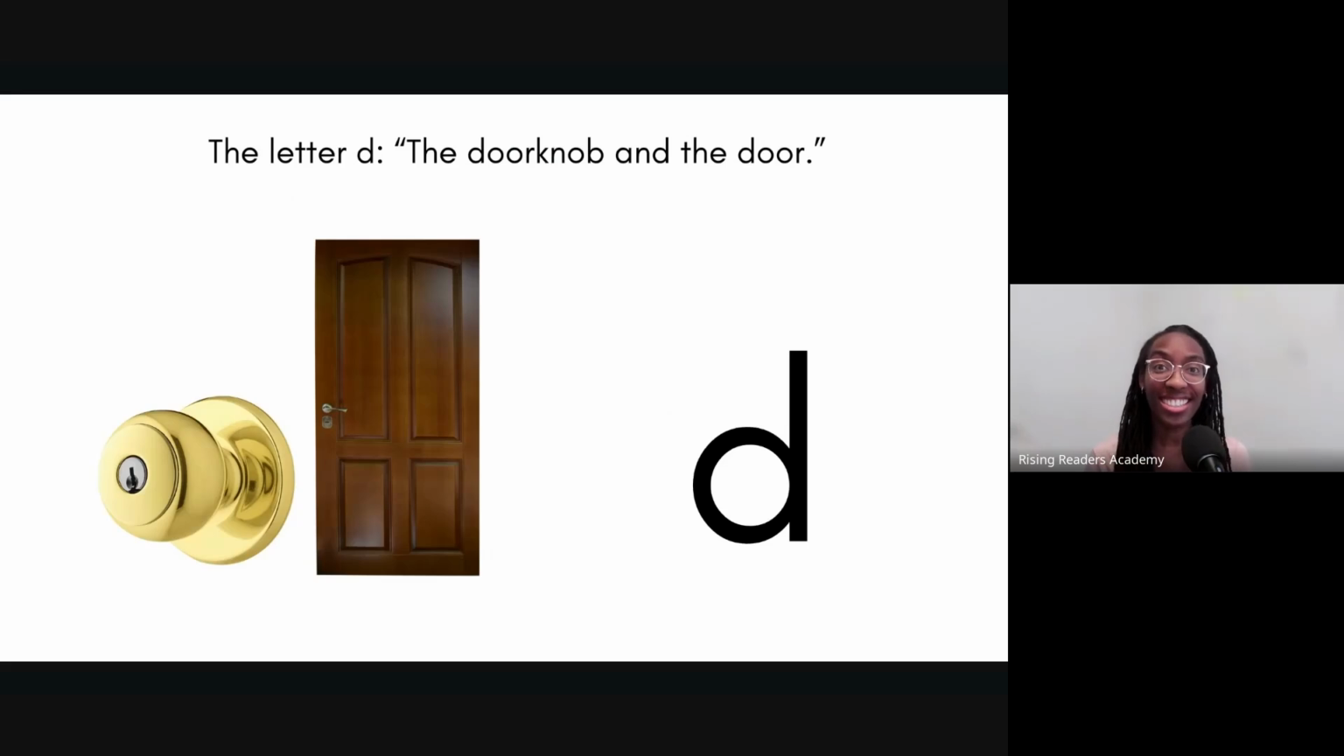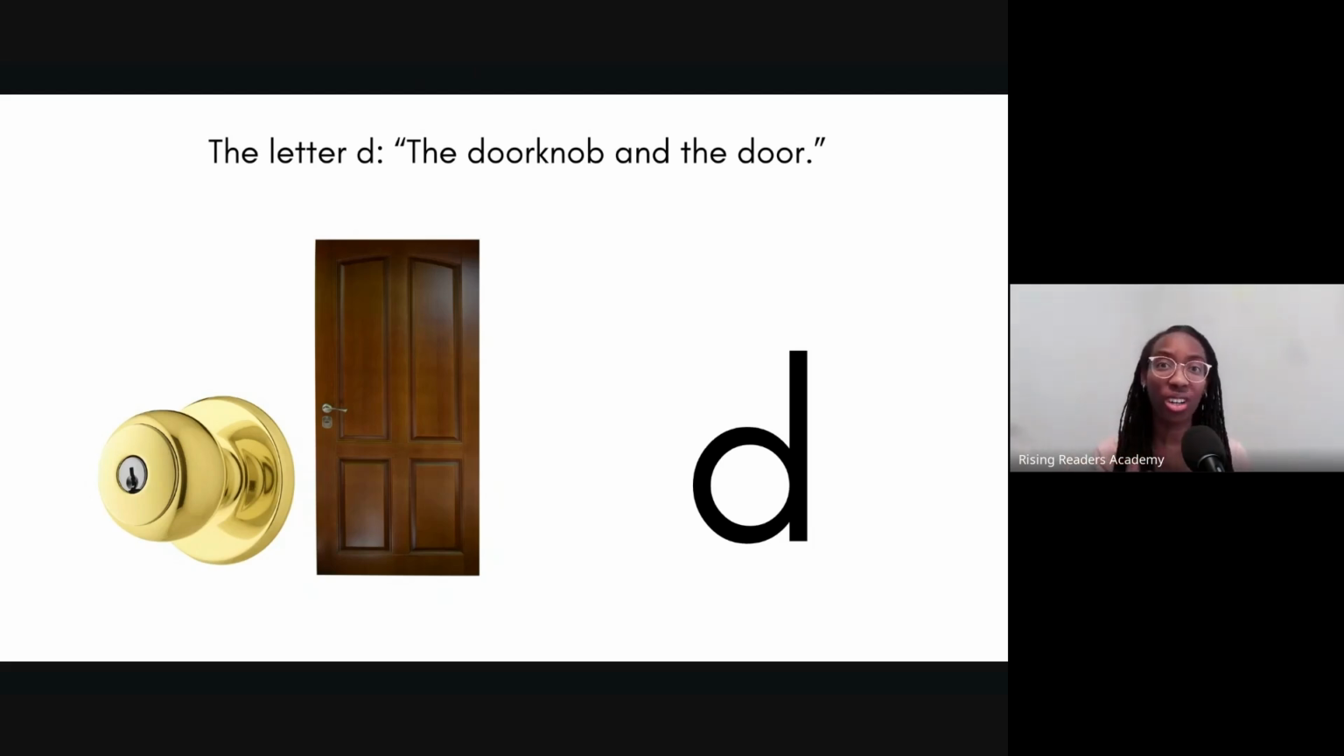Moving on to the letter D. The trick for this one is the doorknob and the door. Again, the doorknob and the door. That's how we make a D, the doorknob and the door. As they are practicing writing, making the formation of the letter D, they start with the doorknob, so the circle, and then the line.